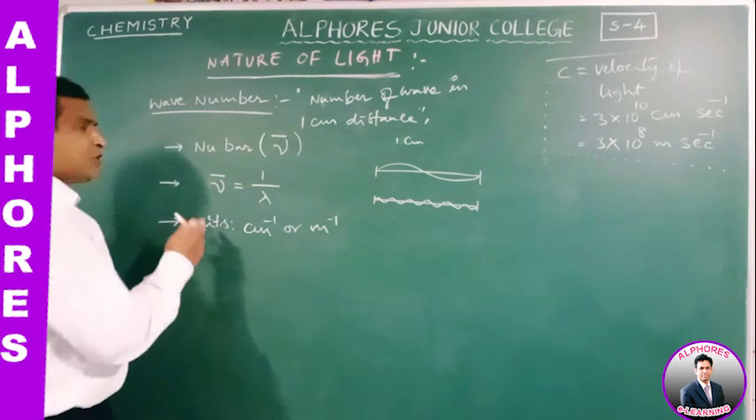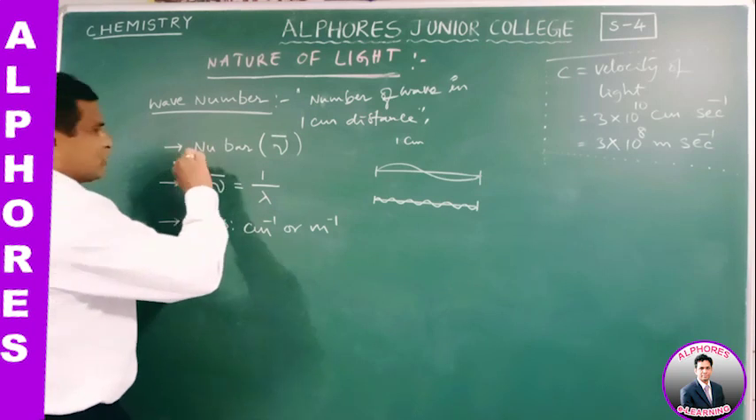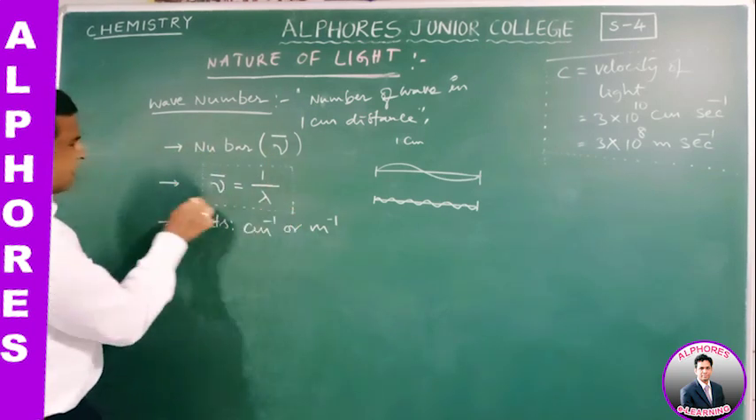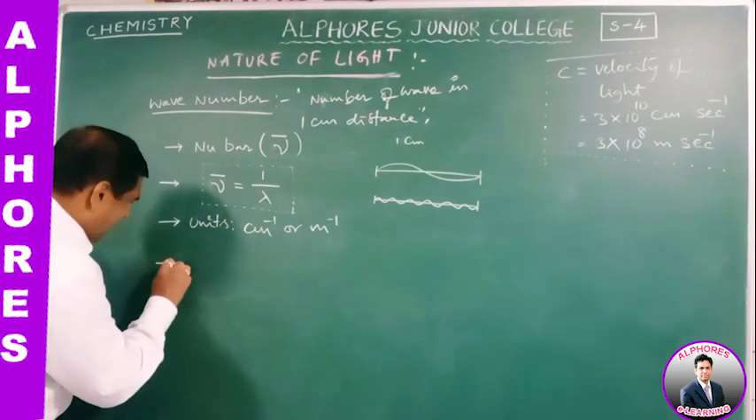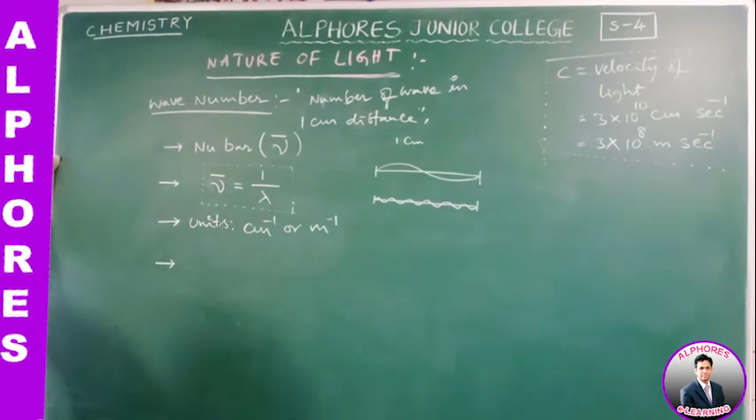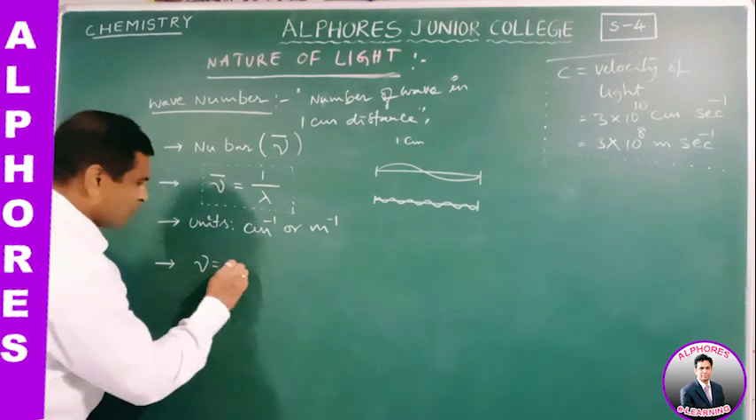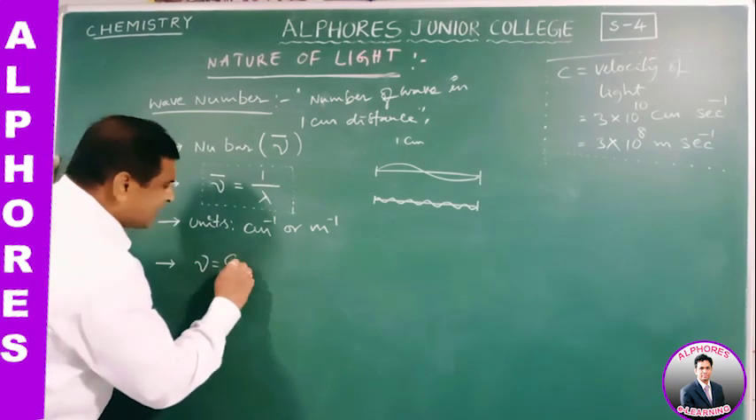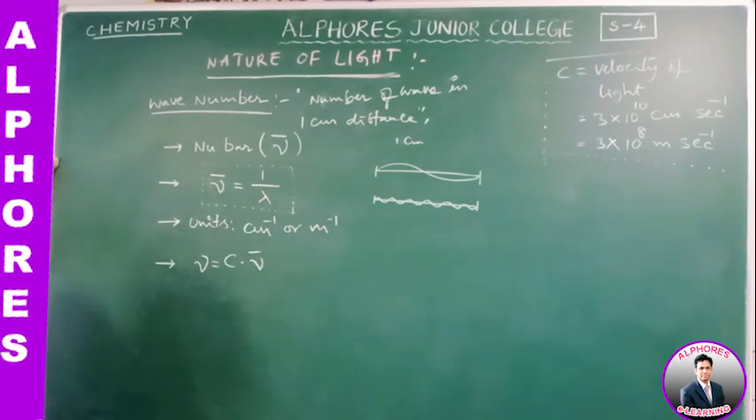So what is the relation of wave number with wavelength? It is inversely proportional. Okay, it is inversely related. That we can understand as one concept. Next, what is the other relation, with frequency? Nu is equals to c into nu bar.